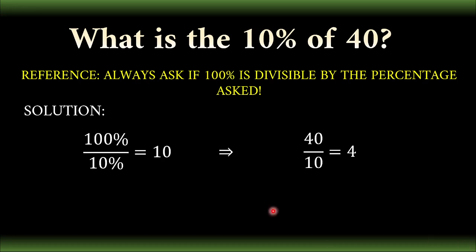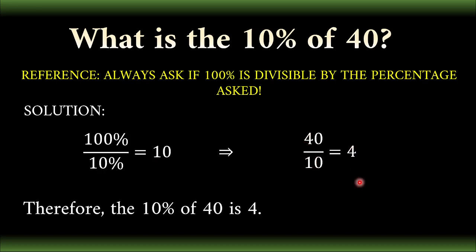So obviously, we have 100% divided by 10% is 10. And this quotient will now be the divisor of our principal number, which is 40. So we have 40 divided by 10 is equal to 4. Therefore, the 10% of 40 is 4.